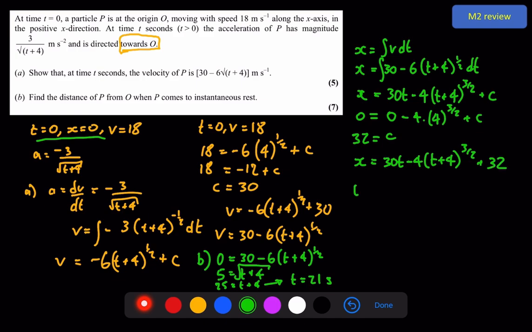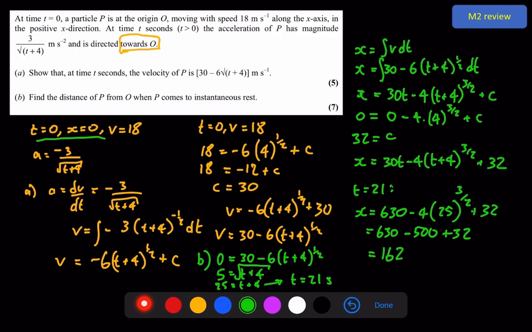So x is equal to 30t minus 4 (t plus 4) to the 3 over 2 plus 32. Now when t is equal to 21, go ahead and put that in. x is equal to 30 times 21, 630, minus 4 times 25 square rooted is 5, cubed is 125, times 4 is 500, plus your 32. Gives us a final answer of 162 meters for x.